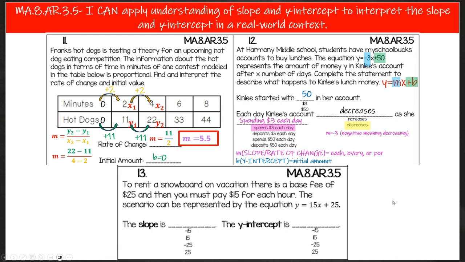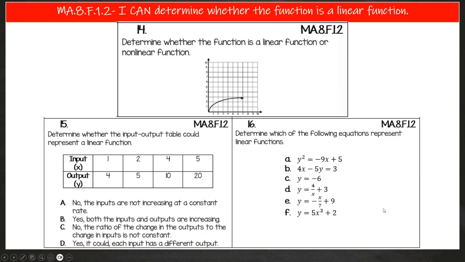Question 13. To rent a snowboard on vacation, there is a base fee of $25, and then you must pay $15 each hour. The scenario can be represented by this equation. In this scenario, the slope is 15. So the slope is 15, and the y-intercept is your 25, because that's your constant. That is your base fee. That is your one-time fee. The $15 is each hour. Again, a pretty easy question there.